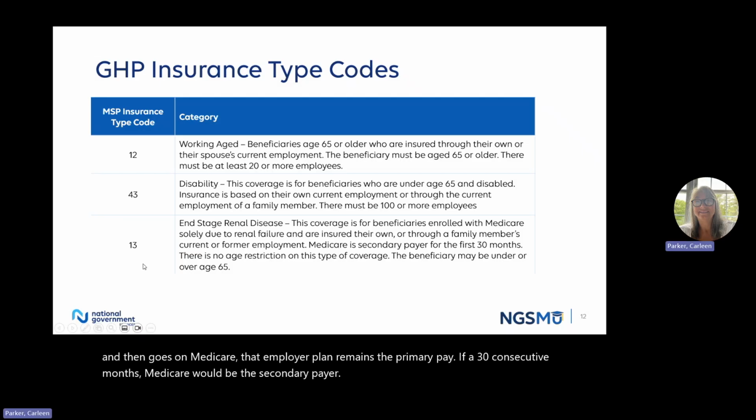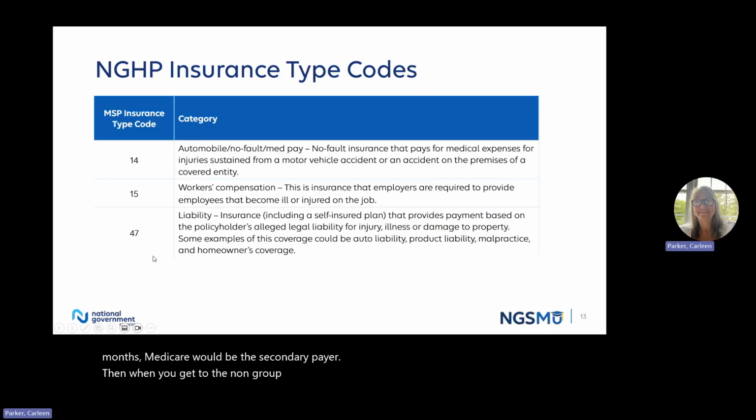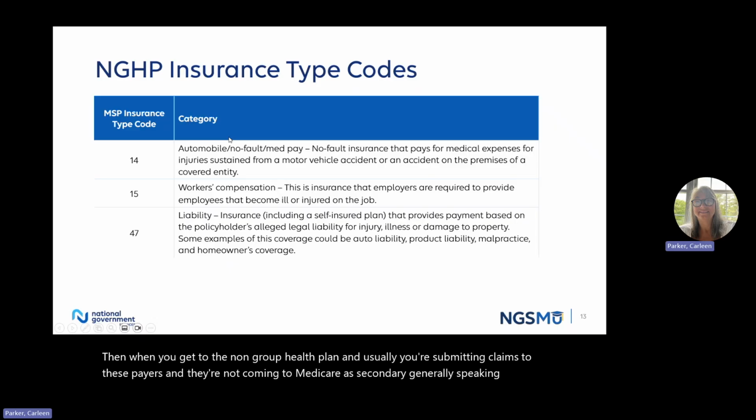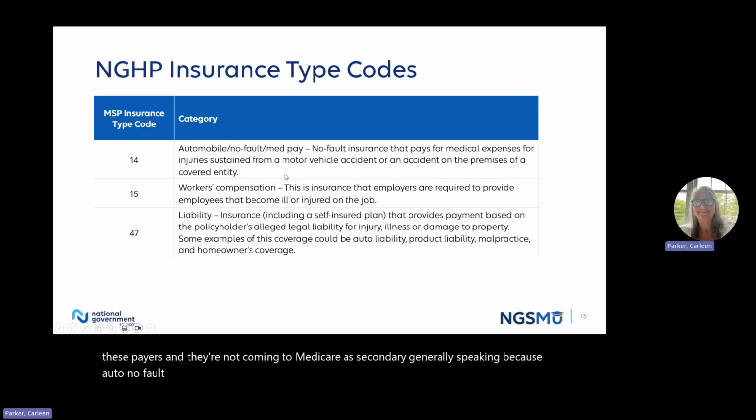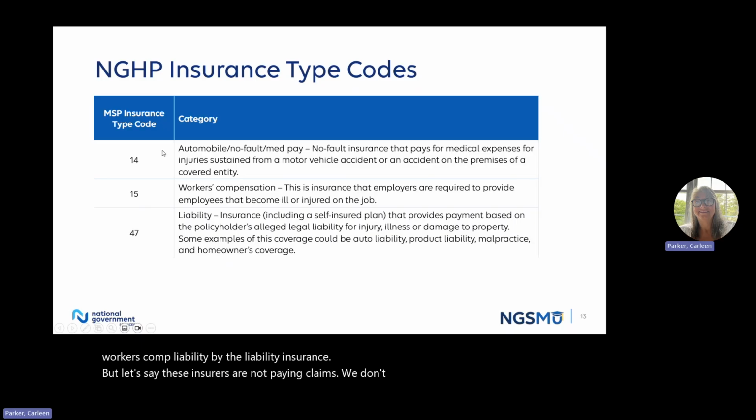Then when you get to the non-group health plan, usually you're submitting claims to these payers, and they're not coming to Medicare as secondary, generally speaking, because auto, no-fault claims should be paid. Workers' compensation claims will be paid by workers' comp, and liability by the liability insurance. But let's say these insurers are not paying claims. We don't expect our providers to wait.